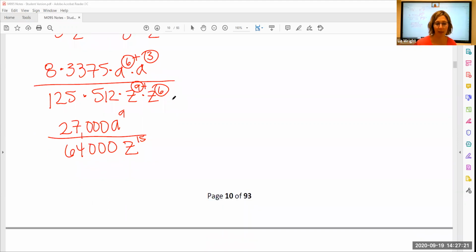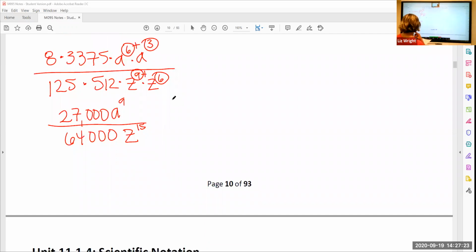We can totally take something out of the 27,000 and 64,000. Let's do some dividing, or you could cross off some zeros, right? Every time we're crossing off zeros, we're dividing by 10. So let's divide by 1,000 on each of them. And then we're going to get 27 a to the 9th all over z to the 15th. I'm sorry, not just z. I should have a 64 down here. I just forgot to write it. So we should have 64 z to the 15th.